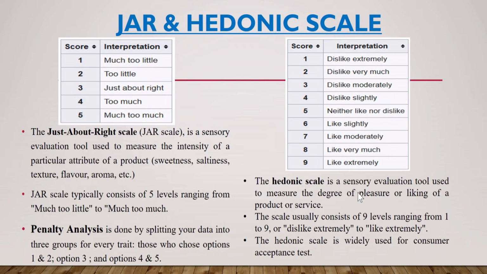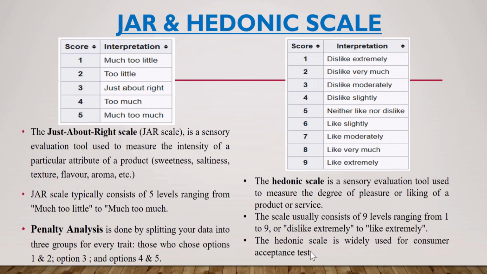What is the hedonic scale? It is a sensory evaluation tool used to measure the degree of pleasure or liking of a product or service. The scale usually consists of 9 levels ranging from 1 to 9, where 1 stands for extremely dislike and 9 stands for extremely like. The hedonic scale is widely used for consumer acceptance tests.